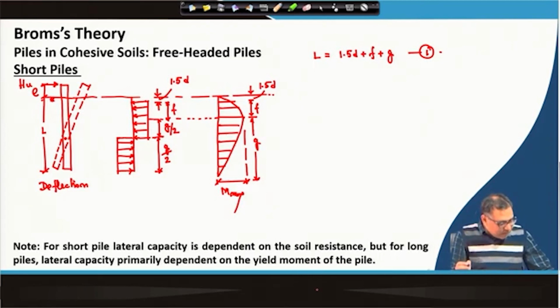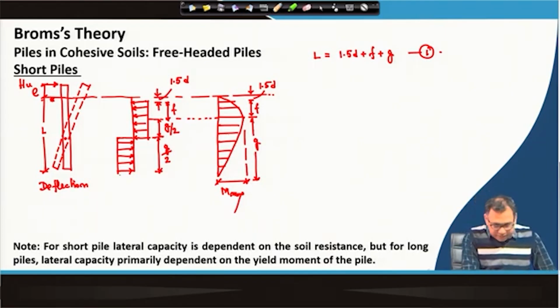Okay. So, now for the short pile, this is the pressure distribution, bending moment diagram and the deflection pattern. So, I can write this is soil reaction, and this I can write as bending moment.